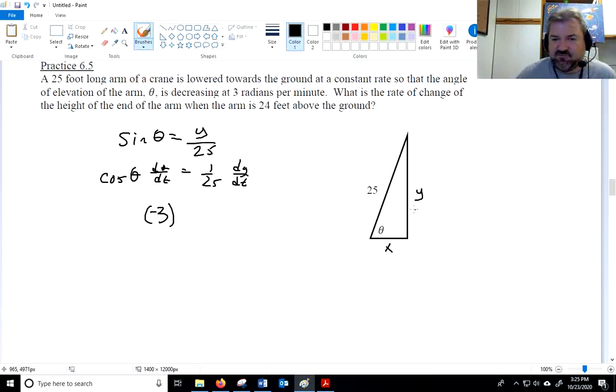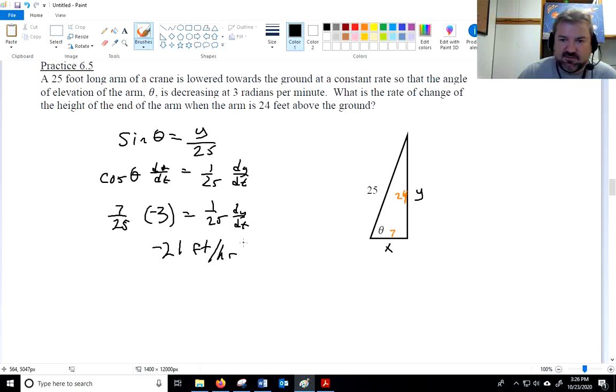Well, if this is 24 at this moment, then our Pythagorean triple tells us this is 7, 24, 25. And so the cosine of theta must be 7/25 at this moment. And that is equal to 1/25 times dy/dt. Multiply both sides by 25, and those go away. So it's -21 feet per hour. Oh, no, it's feet per minute. Feet per minute is the rate of change in that height.